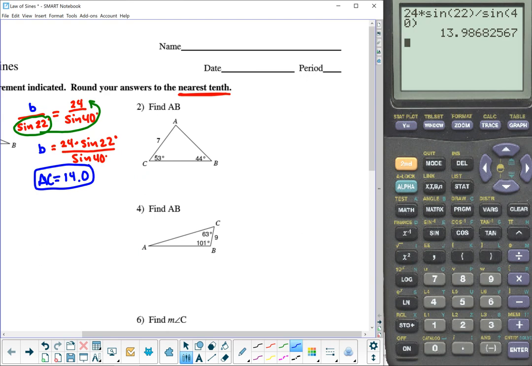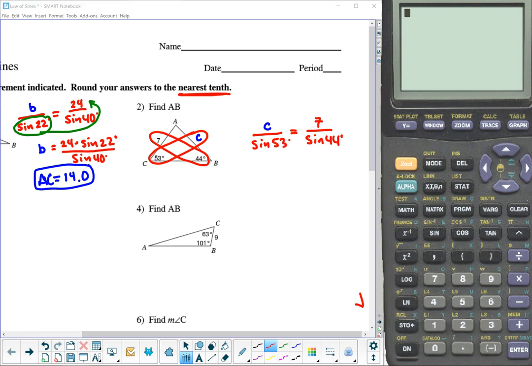Okay, find AB. AB, if you notice, is across from C, so we're going to call that C. Again, I don't need to find anything extra because I have this 44 degrees and 7. So I can set that up as 7 over sine of 44 is equal to my C over sine of 53 degrees.